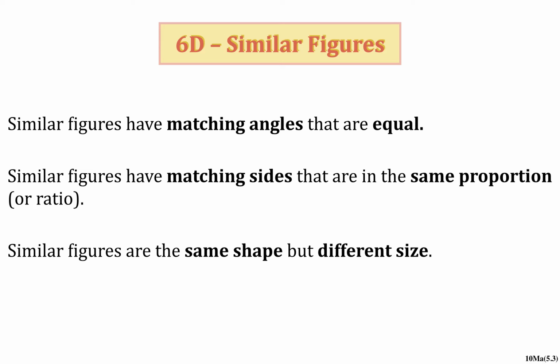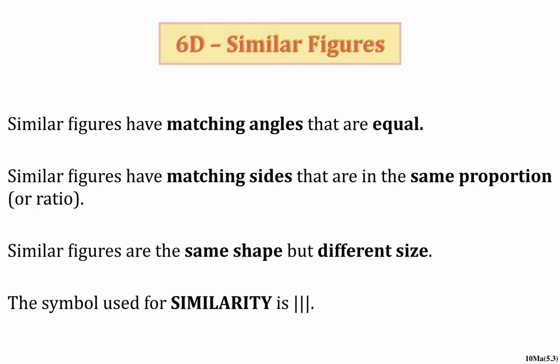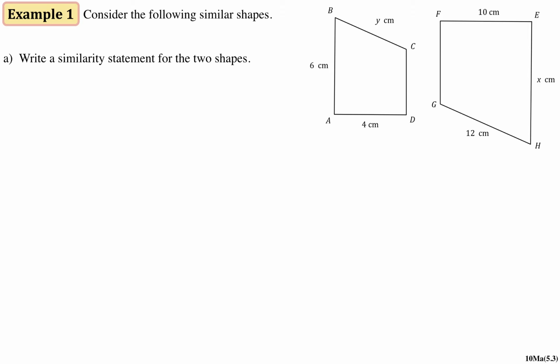So all the similar figures that you'll come across are the same shape, but they are different in size. The angles are the same, but the side lengths are in a ratio or a proportion with each other. Now when we talk about similarity, we have a new symbol. It's 3 vertical lines, and that means the two shapes are similar to each other. So here's our first example.